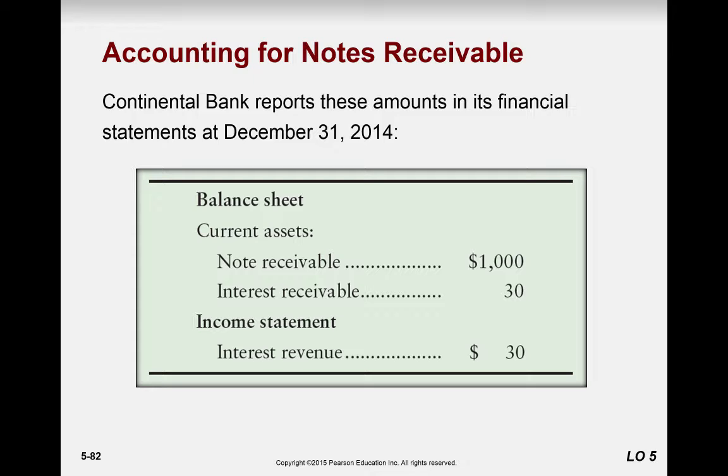So then how do you account for it? Basically now on the bank's report, you have current assets, notes receivable, and the interest that is owed, and then this is what they made on their income statement.